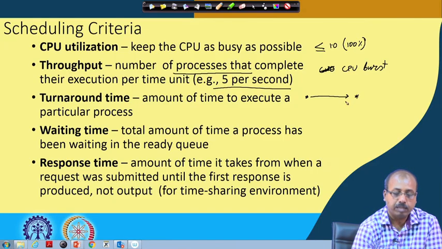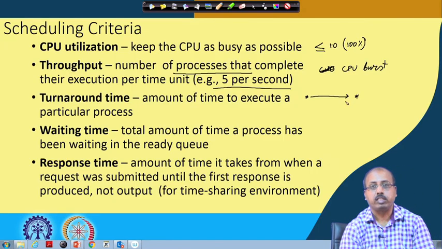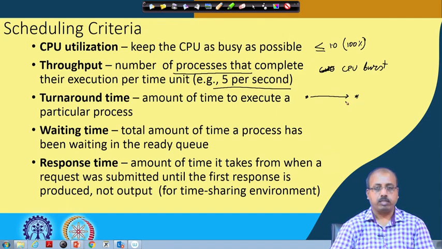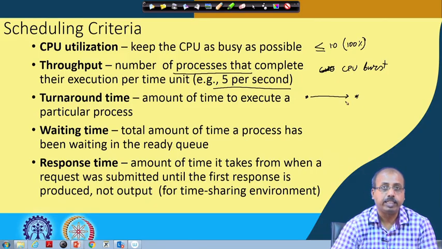Waiting time, as we have seen, is the amount of time a process is made to wait in the ready queue. During its entire lifetime in the system, a process is kept in the ready queue for quite some time, depending upon the number of jobs that we have in the system. Availability of the CPU is an issue, so the job may have to wait in the ready queue for quite some time. How much time the job is waiting in the ready queue is a measure of the waiting time.